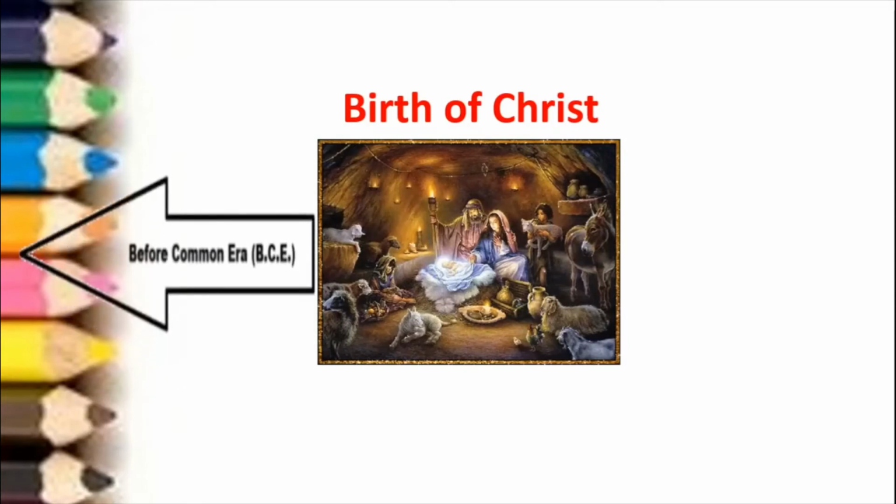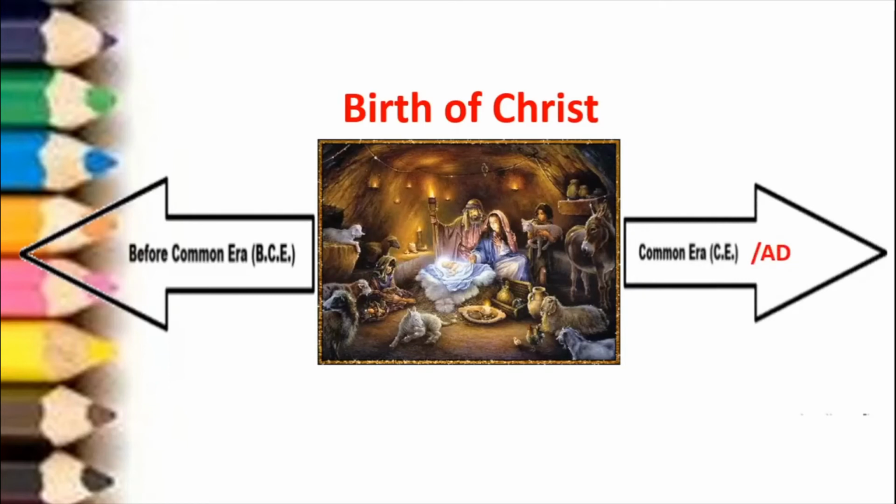Okay, so whatever happened before the birth of Christ, whatever things have happened in history before Jesus Christ was born, are called BCE, that is before the birth of Christ or before the common era. And whatever things happened after the birth of Christ, we call it CE or the common era, and we also call it AD, the same thing. These are the same things, only the names are different. So we say common era or we say AD, that is Anno Domini, which means the year of the Lord.